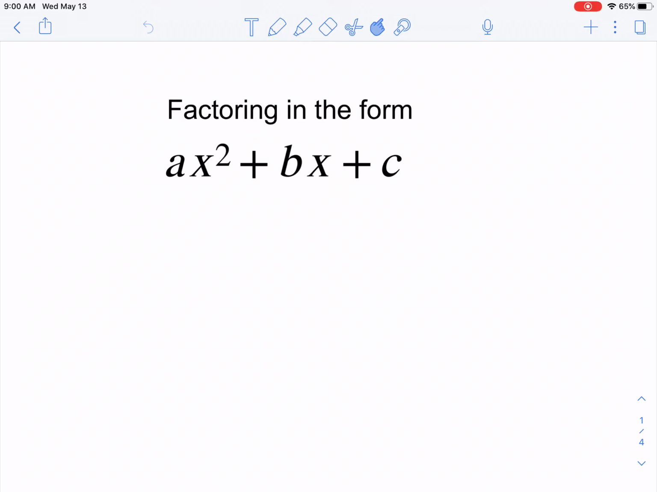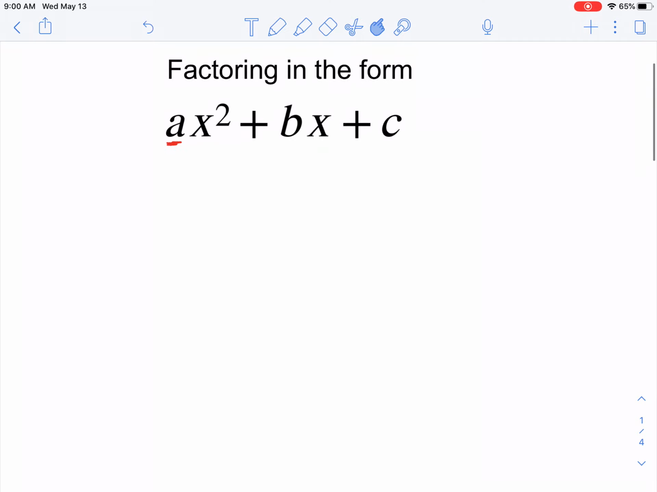Hey guys, this is the last video that I'm going to be making. This is going to be factoring when we actually have a number in front of the x squared now. Remember the last video I made, there was no number in front of the x squared, so it was implied to be 1. Today we're going to be looking at ones where there's actually a number there, and so it's a little bit different process, but it's still not too bad if you practice it.